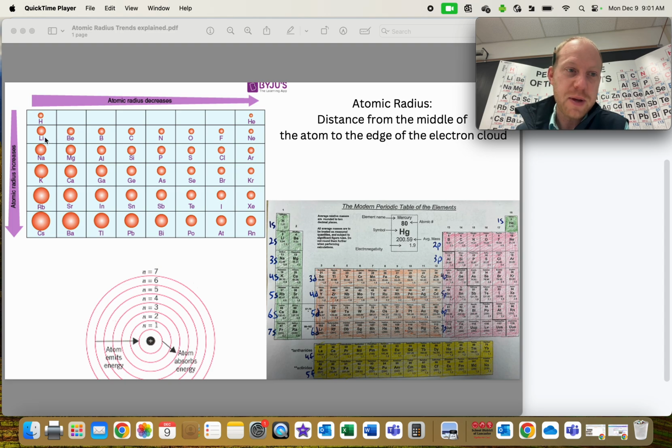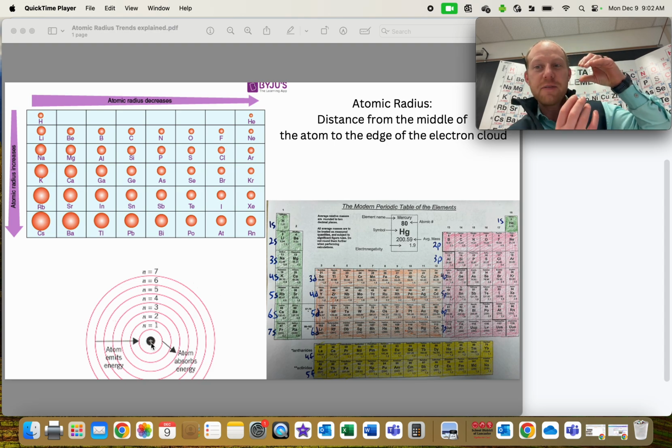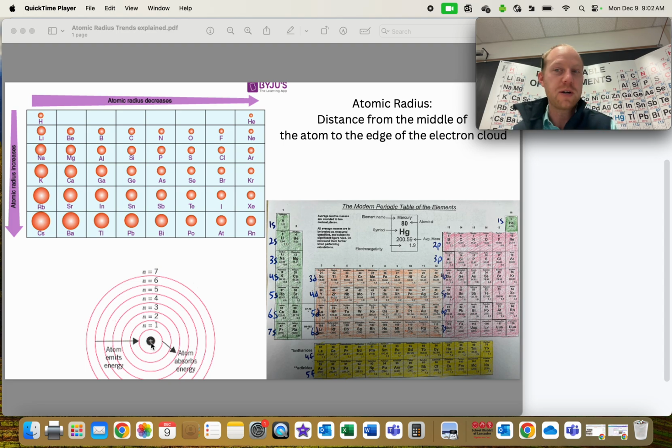Okay, lithium has 3 protons and 3 electrons because it's atomic number 3. Beryllium has 4 protons, 4 electrons because it's atomic number 4. Boron, 5 protons, 5 electrons. Carbon, 6 protons, 6 electrons. 7 protons, 7 electrons. So there's more protons and more electrons. That means there's more attraction as we move left to right, which is why the atom gets smaller, because that positive nucleus pulls those negative electrons in with a stronger attraction.